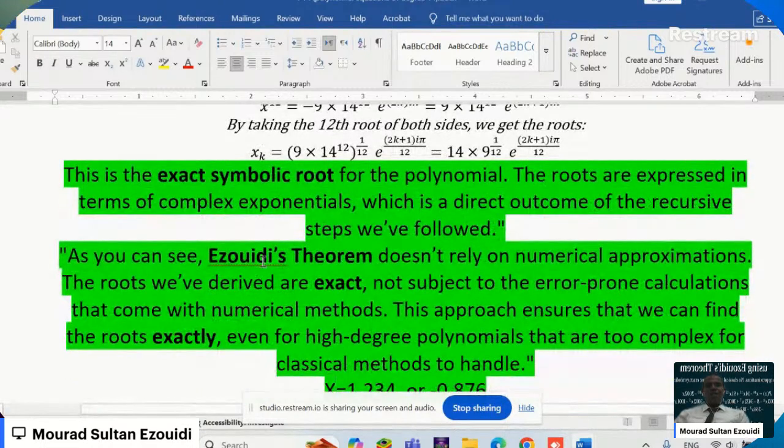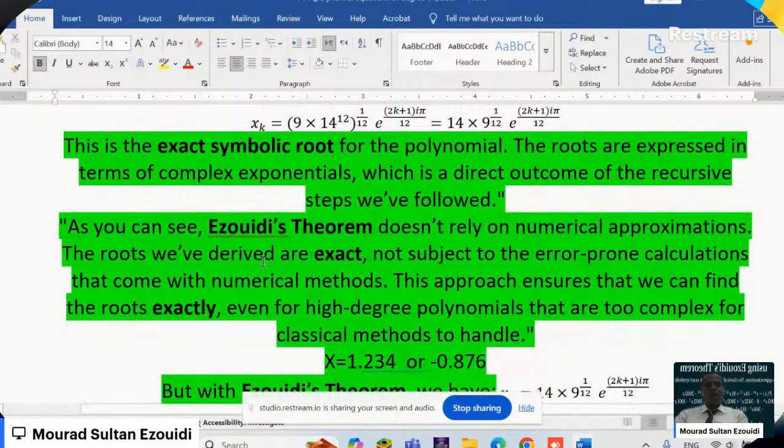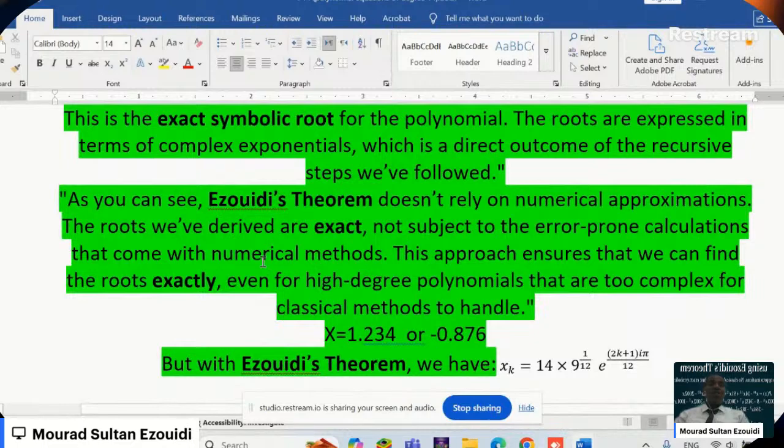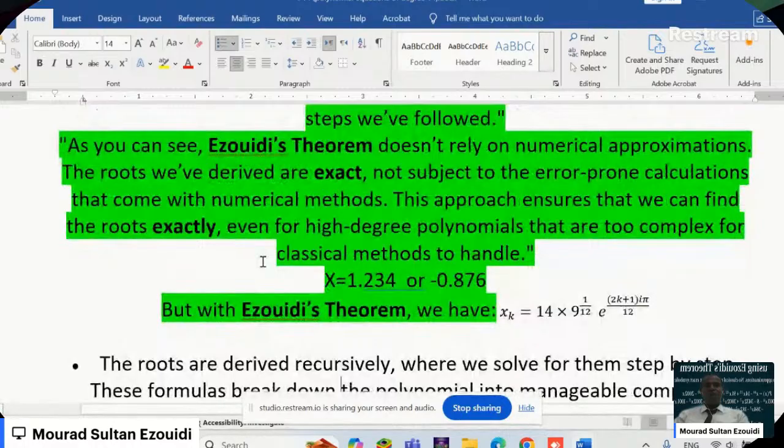So this is the exact symbolic roots for the polynomial. The roots are expressed in terms of complex exponentials, which is a direct outcome of the recursive steps we have followed. As you can see, the Ezouidi theorem doesn't rely on numerical approximations. The roots we have derived are exact, not subject to the error-prone calculations that come with numerical methods. This approach ensures that we can find the roots exactly, even for high-degree polynomials that are too complex for classical methods to handle.